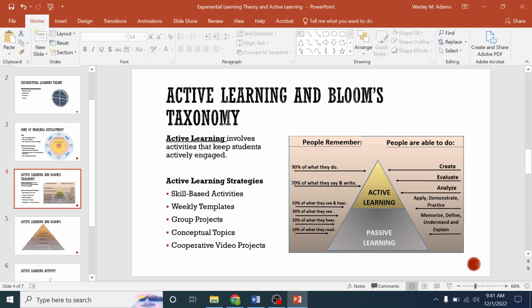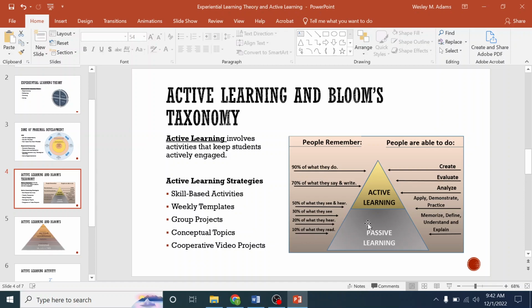Now, active learning is connected to Bloom's, and you'll see why I think these hands-on activities are so important. So let's look at this chart real quick, and this is why I teach the way I do. This is what research shows, and these percentages change over time, but they're roughly the same percentage or close to it. They don't vary that much is what I'm getting at. 10% of people report that they remember what they read, and that would be considered passive learning.